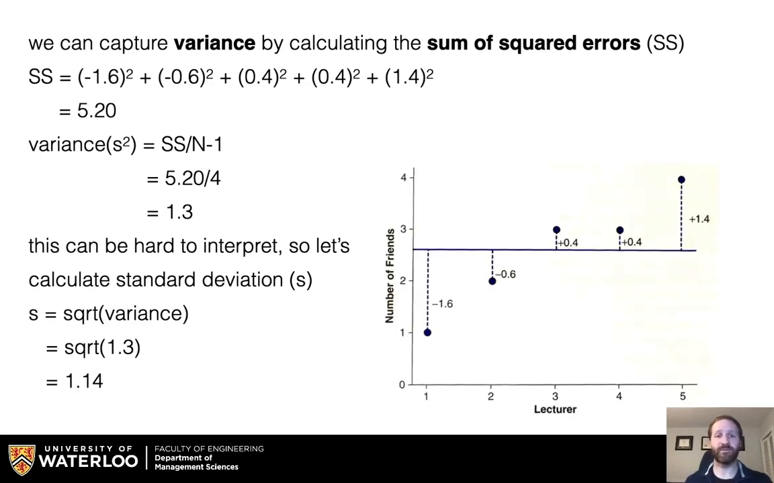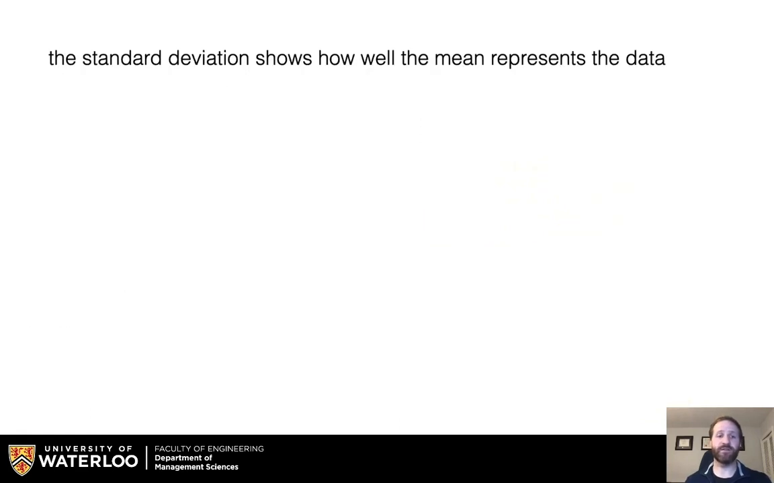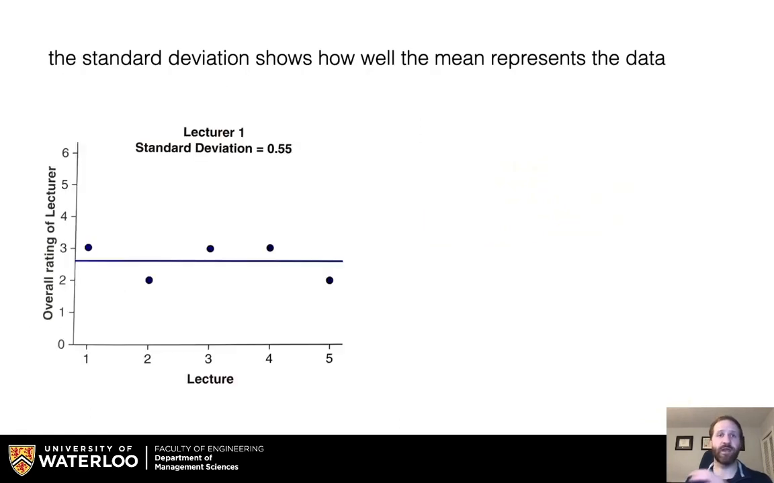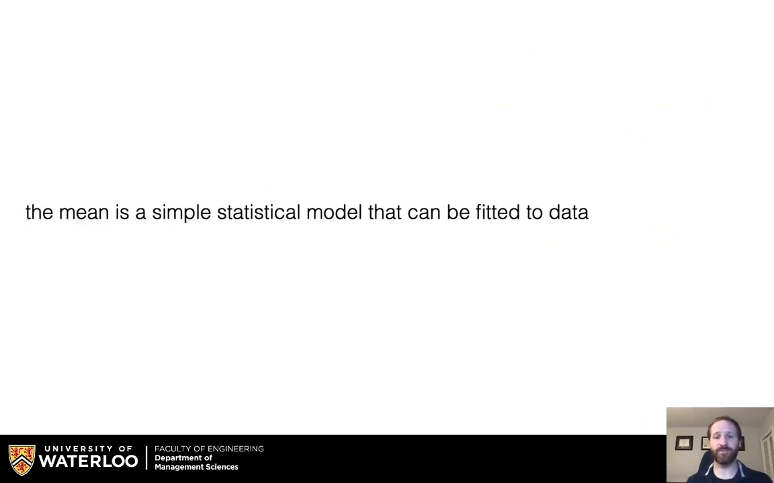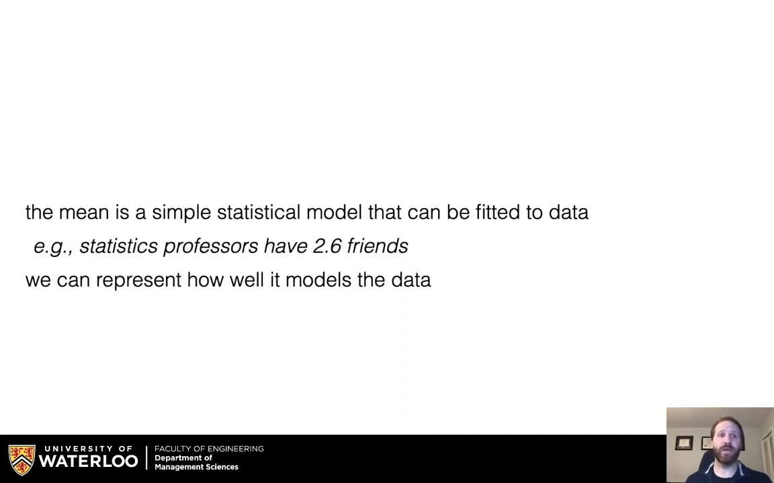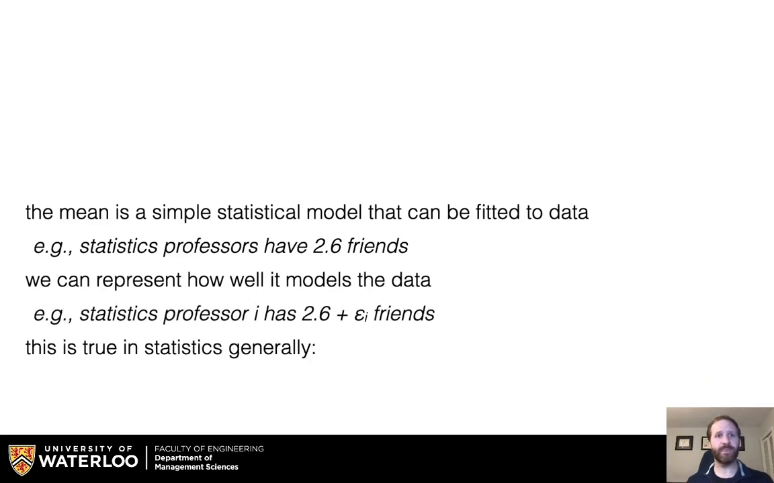For example, with our statistics professor and their number of friends. The standard deviation shows how well the mean represents the data. You might have a very good fit of the mean to the data, or you might have a poorer fit of the mean to the data with a larger standard deviation. And the mean is this simple statistical model that can be fitted to the data. It represents how well it models the data, and this is true in statistics generally: outcome i equals the model plus some epsilon, or error i. So each observation is the model plus some deviance.